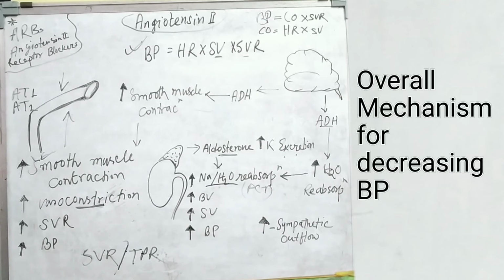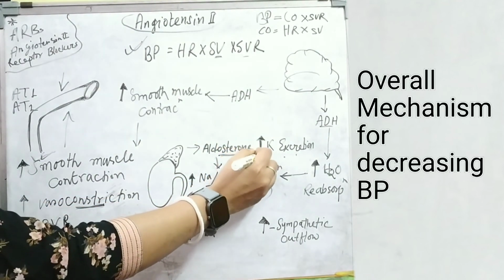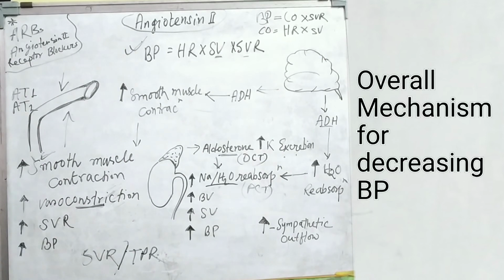Aldosterone is a hormone that primarily acts on the distal tubule of the nephron. So it basically acts on the DCT, the distal convoluted tubule, to increase the sodium and water reabsorption. This will then have the same downstream effects of increasing blood volume, stroke volume and blood pressure that we already saw. Aldosterone also increases the potassium excretion in the urine, which will become important when we talk about the side effects and contraindications of ARBs, the angiotensin receptor blockers.